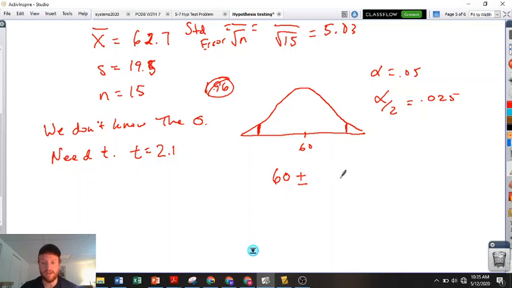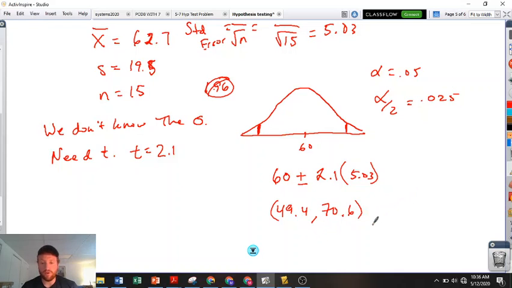So to find out where that number is, we're going to do 60. Notice the plus or minus. Oh, it's all coming back to me now. 2.1 times the standard error of 5.03. So 60 plus 2.1 times 5.03, and 60 minus 2.1 times 5.03. 70.6. 49.4.